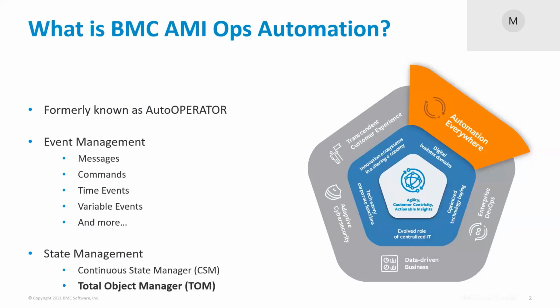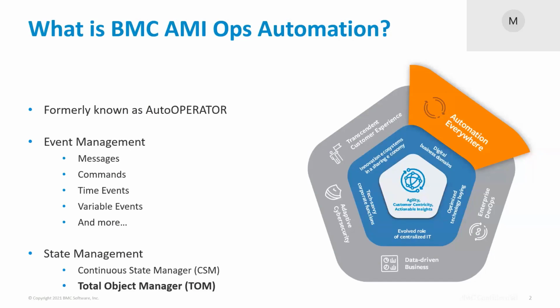When we talk about BMC AMI Ops automation, there are really two key capabilities it provides. We have event management, which is setting actions based on the occurrence of events such as messages being issued, commands being issued, timer pops, variables being updated, and many more things, such as CICS TDQ messages, and so forth. And the second thing that BMC AMI Ops automation does is it provides you with state management.